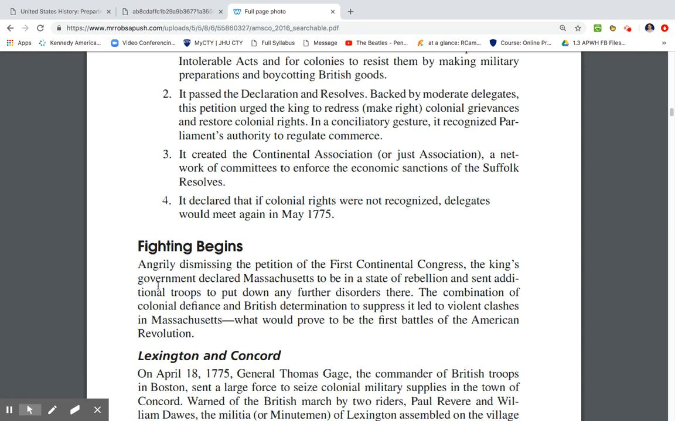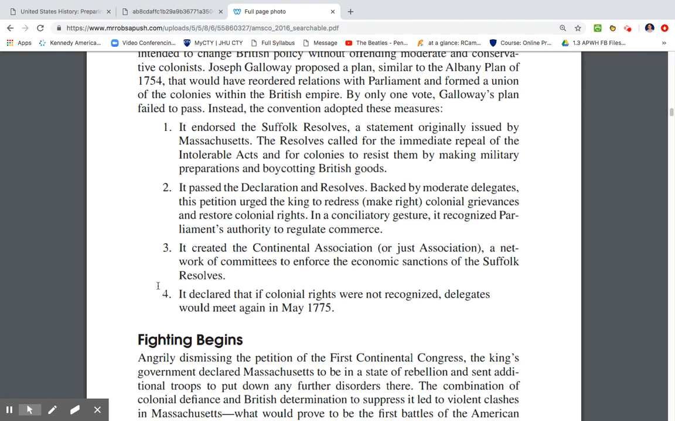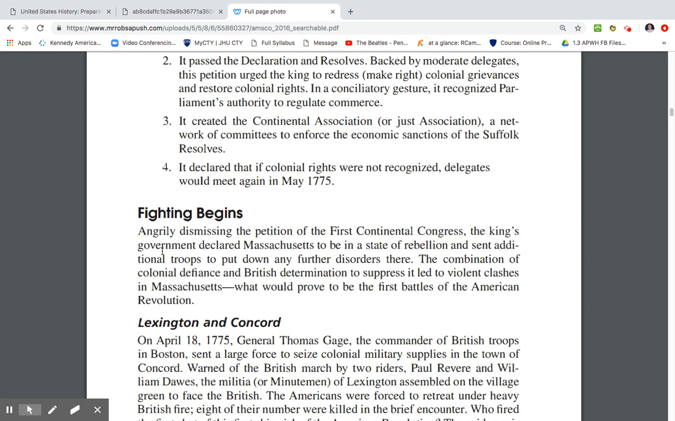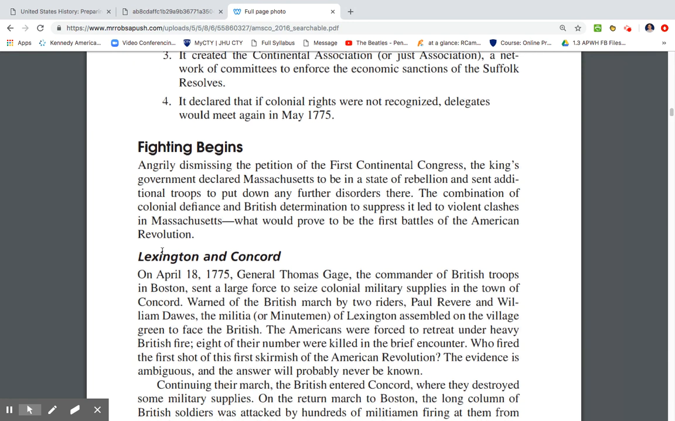So the First Continental Congress, of course, they go ahead and defy a lot of those orders set by the monarchy. And the first battles we're going to get.